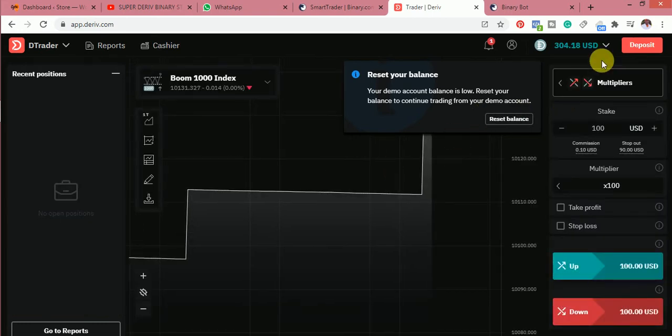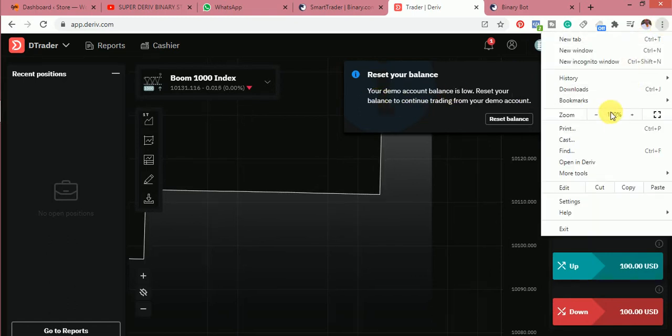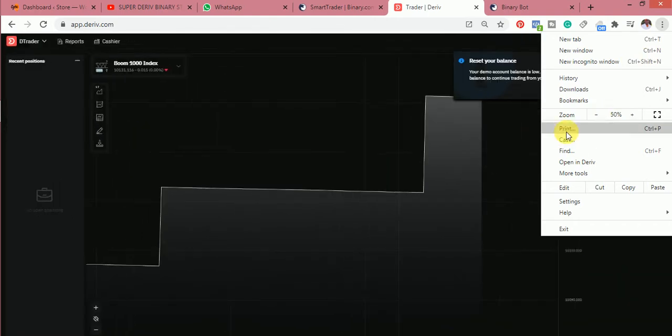This reset balance kind of alert is not really friendly, especially when one is trying to minimize account size like this. Alright, so let me reduce this to the normal rate first. Just zooming out.